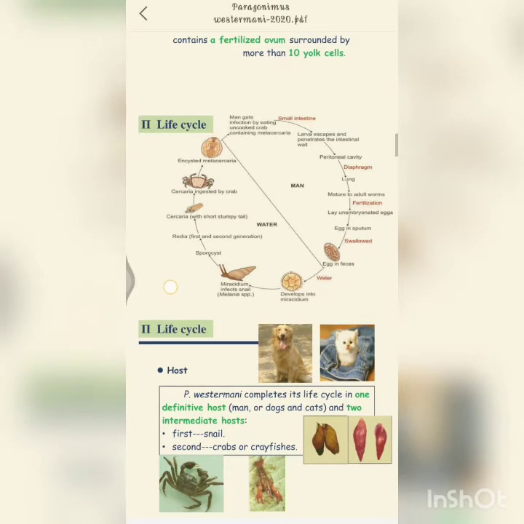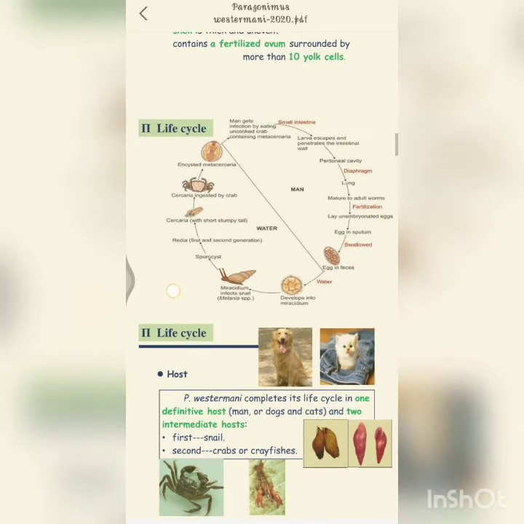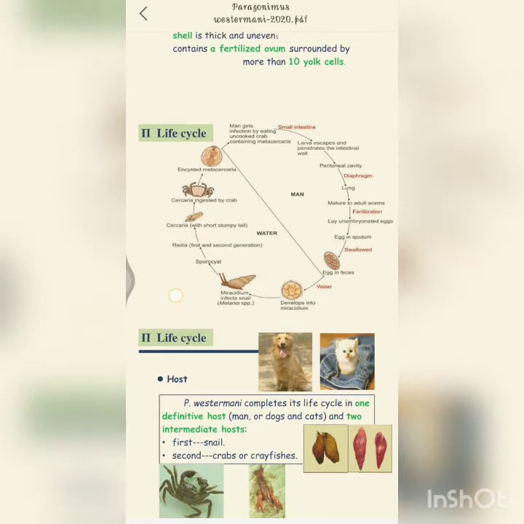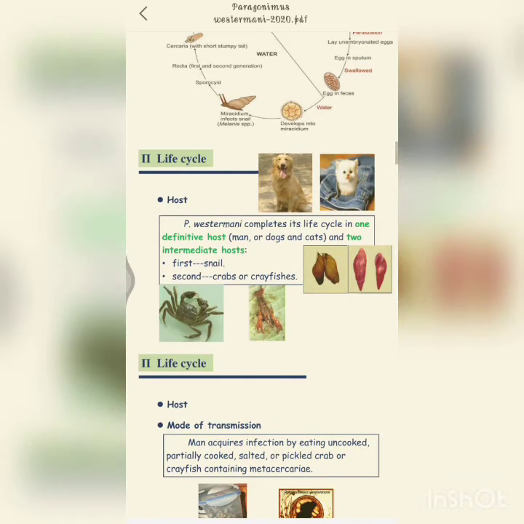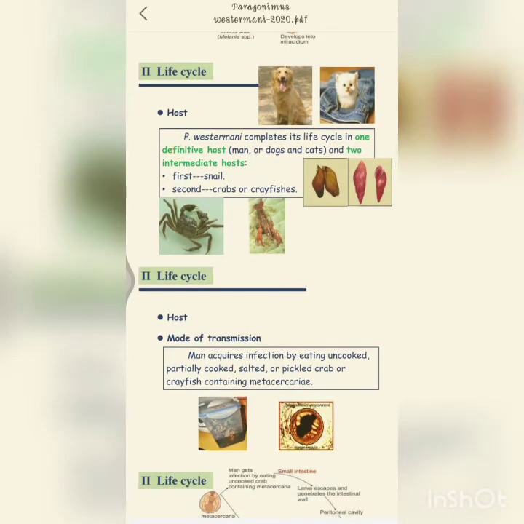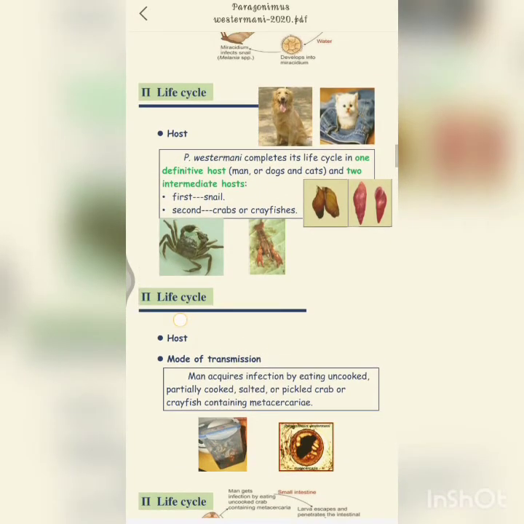Now this cercaria in the water gets attached to the crab or the crayfish. So in this crab or crayfish, it undergoes encystation to form the metacercaria, which is an infective form. So whenever the human again eats this uncooked crab or uncooked crayfish, it leads to this disease. It may also cause tuberculosis-like symptoms. The parasite completes its life cycle in one definitive host, that may be man, dogs or cats, and it requires two intermediate hosts.